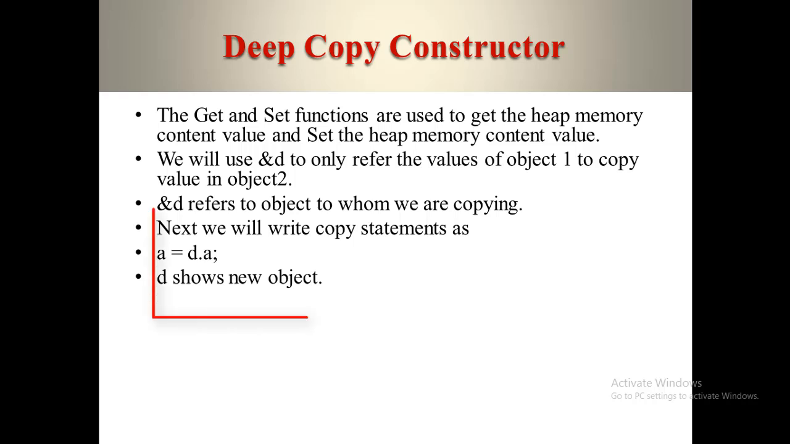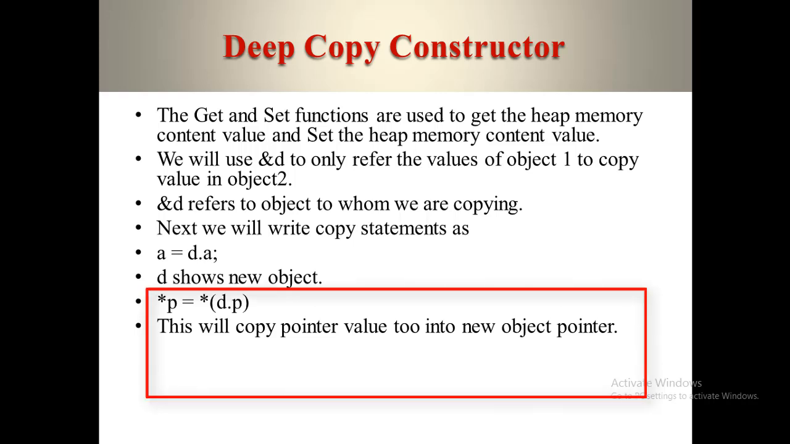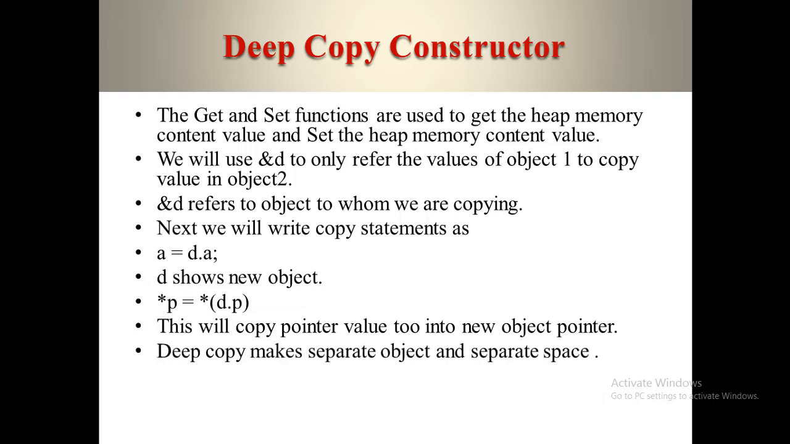Next, we write the copy statement as A is equal to D dot A. D shows the object. The next statement will copy the pointer value into the new object pointer. Deep copy makes a separate object and separate space in memory.